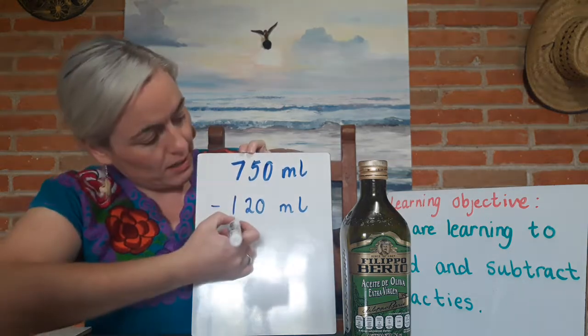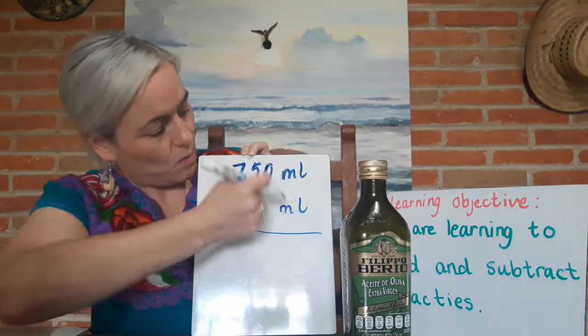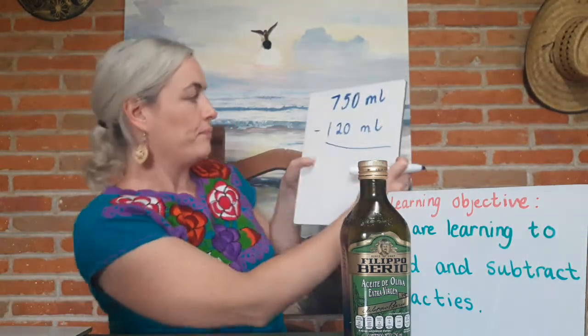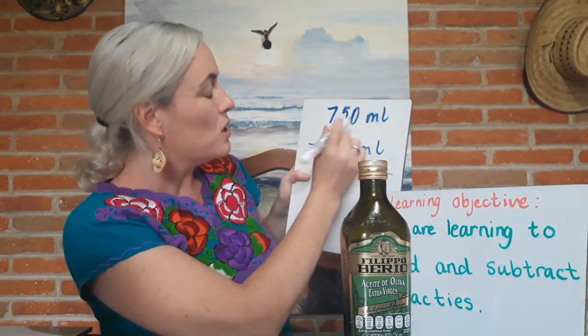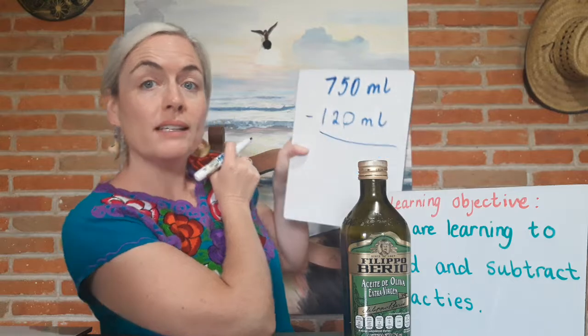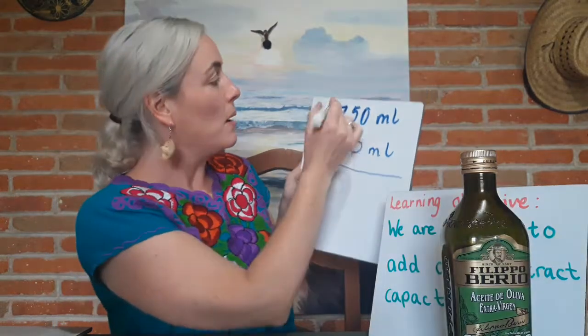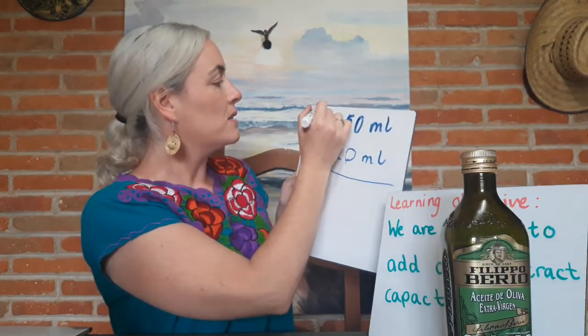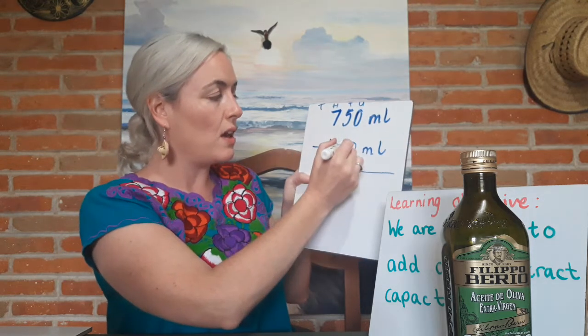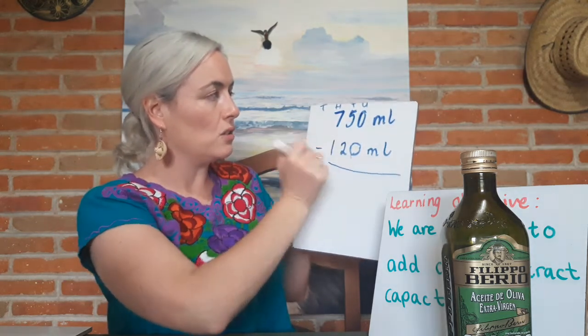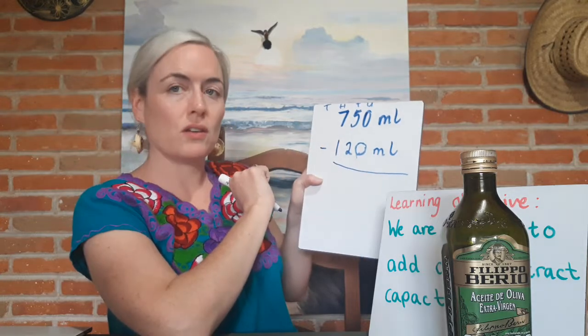750 milliliters, take away 120 milliliters. Now, you can see mine is a little bit off there. I have to have them underneath. So I should always do my thousands, hundreds, tens, and units to make sure that I have my units under each other, my tens under each other, and my hundreds under each other, okay?